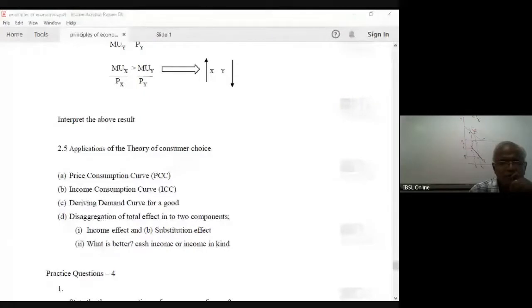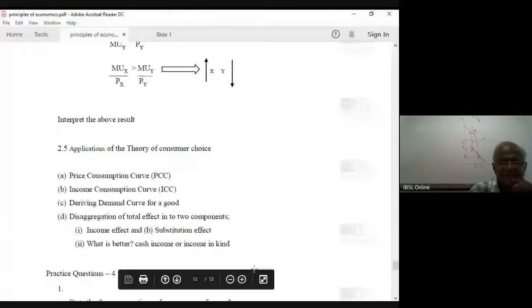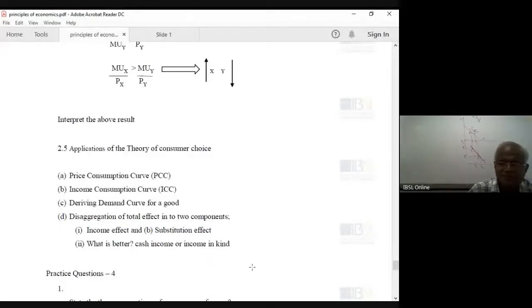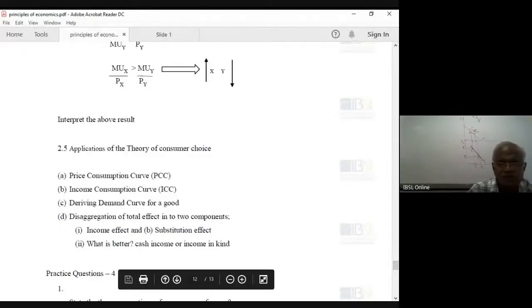Very important. Disaggregation of total effect into two components. We will discuss this briefly. We are going to use this.